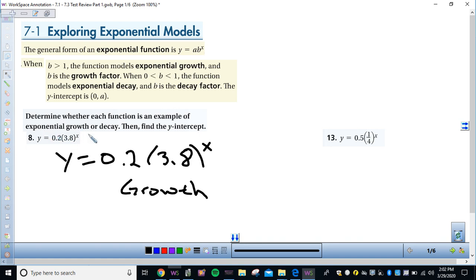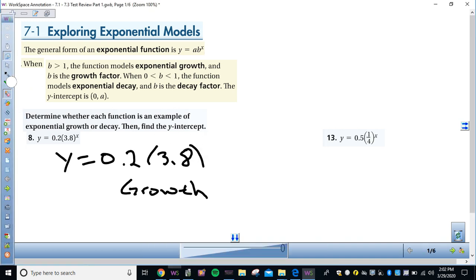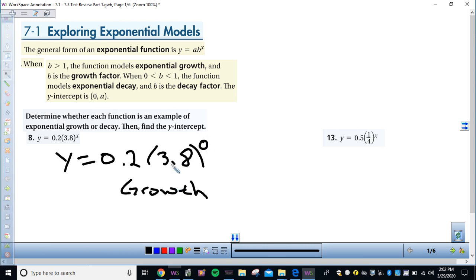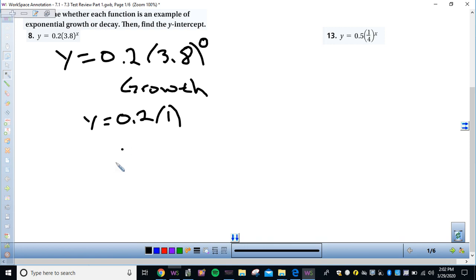So we answered the question, is it exponential growth or decay? Now we need to find the y-intercept. When we find the y-intercept, what we do is we plug in 0 for x. When we plug in 0 for x, we end up with y equals 0.2 times 1, because 3.8 to the 0 power is 1. So the y-intercept is 0.2, written as an ordered pair, (0, 0.2).